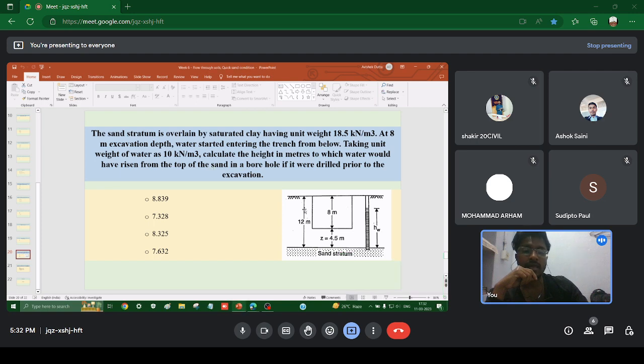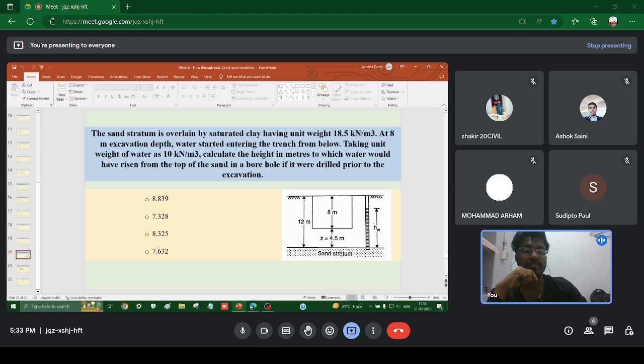So there is a clay layer on top of this sand layer. Now excavation has been started, and once the excavation depth has reached 8 meters, water has started entering the trench. That is, a crack has been formed on this clay layer up to the 8 meter level. Now, at that point, what will be the height of water that will have risen in this borehole if this borehole was initially drilled before the excavation was started?